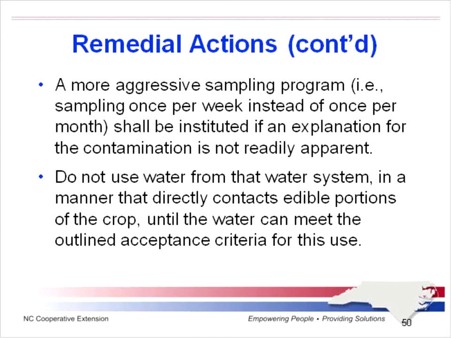A more aggressive sampling program, for example, once a week instead of once a month, should be instituted if an explanation for the contamination is not readily apparent. So if you have water source contamination that keeps showing up and you can't find the reason for that, then you need to institute a little more aggressive sampling program because you don't have good control over where the contamination is coming from. And don't use water from the water system that directly contacts the edible portion of the crop if your water can't meet those acceptance criteria.